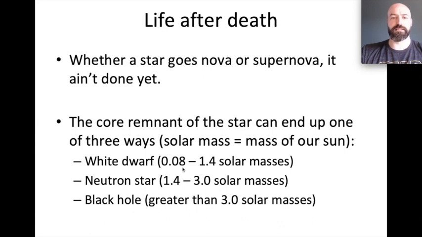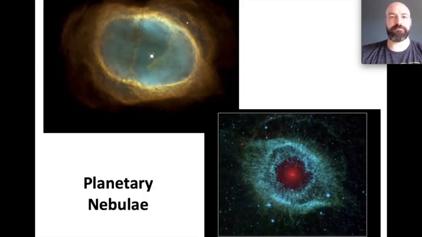A white dwarf is somewhere between 0.08 and 1.4 solar masses. So we're talking about our sun being the number 1. That's 1 solar mass, so almost 1.5 times our solar mass. Now between about 1.5 and 3, that's a neutron star, and then anything from 3 and higher, typically between 3 and 10 solar masses, will become a black hole. So just some cool pictures of planetary nebulas.